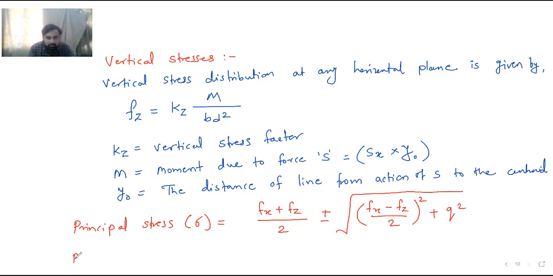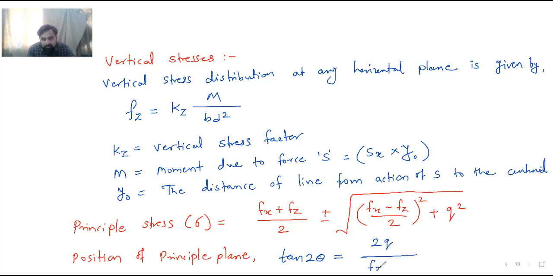The position of the principal plane, that also we can find out. Position of principal plane can be calculated as tan of 2 theta is equal to 2q divided by fx minus fz.